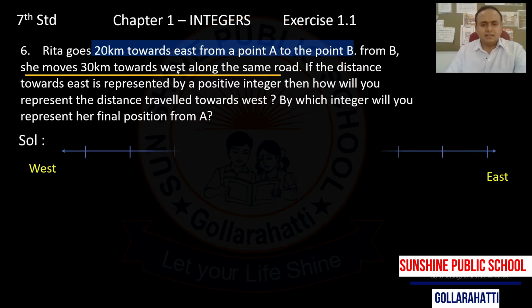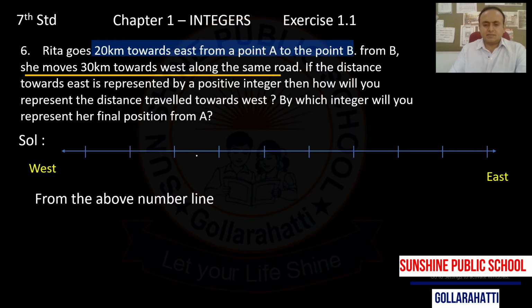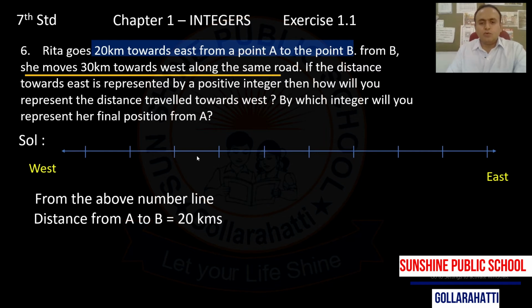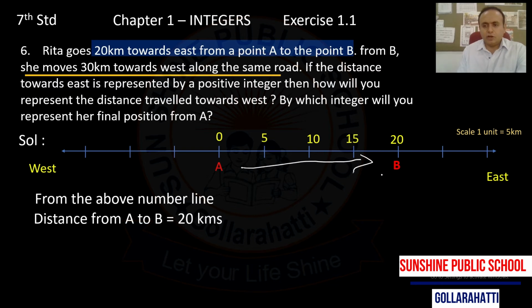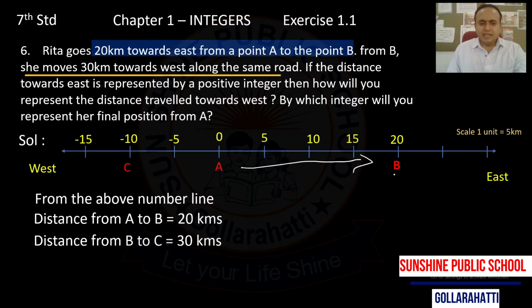Let us draw a number line, that is west and east. From the above number line, the distance from A to B is 20 kilometers. First she will move from A to B, that is 20 kilometers, and again she will move back. First she will move from A to B 20 kilometers towards east, and again she will move back the distance from B to C, that is 30 kilometers. Again she will move back from east to west, that is from B to C of 30 kilometers.